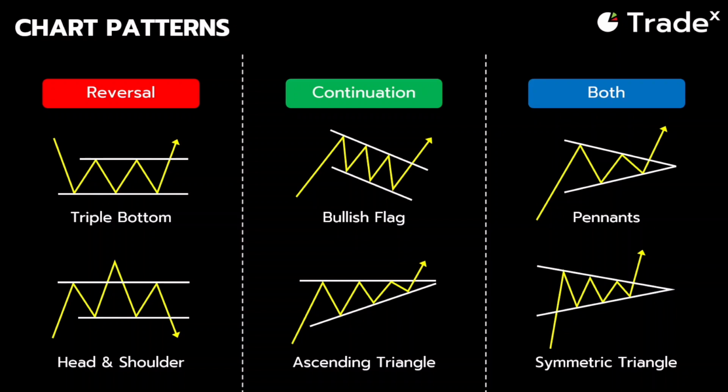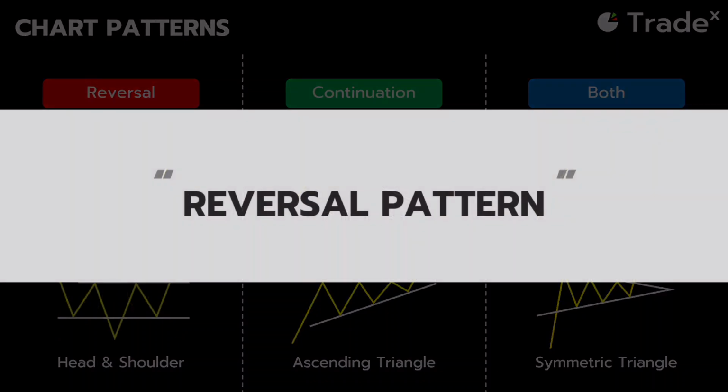For today's episode, we'll concentrate on reversal chart patterns: double top, double bottom, triple top, triple bottom, head and shoulders, and inverse head and shoulders. These patterns signal potential changes in the direction of the current trend, helping traders anticipate market shifts and make informed decisions. We'll explore how to identify these patterns and what they can reveal about future price movements.